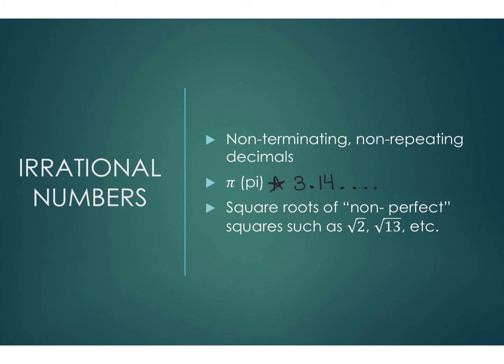And then at the beginning of the year, we talked about square roots, and we just worked with perfect square roots. So square root of 16, square root of 36, along those lines. Those are rational, but we can have square roots of non-perfect squares, like radical 2, radical 13. Because they don't fit under that perfect square root, they're considered irrational.